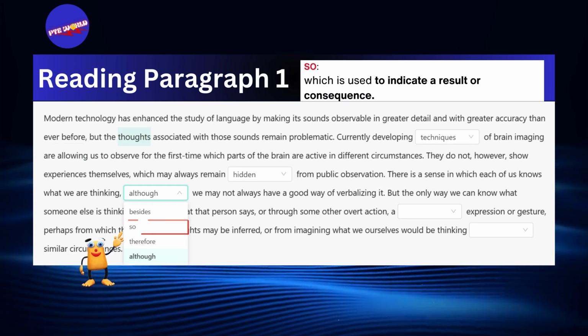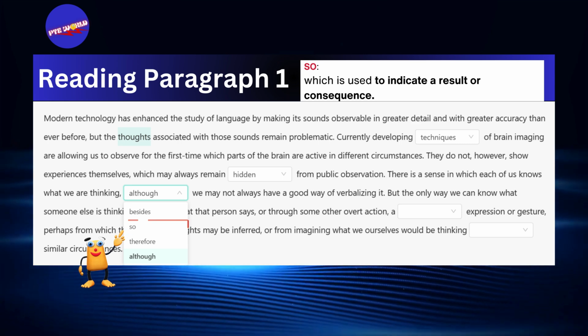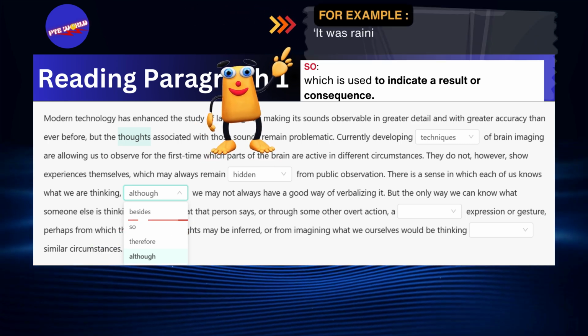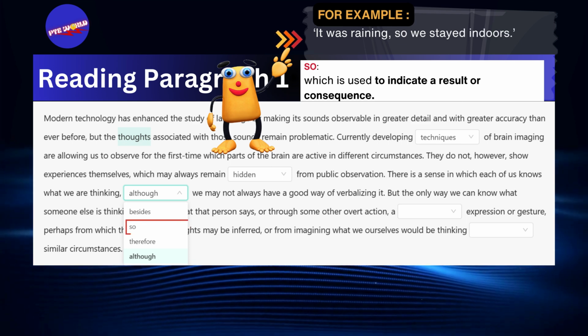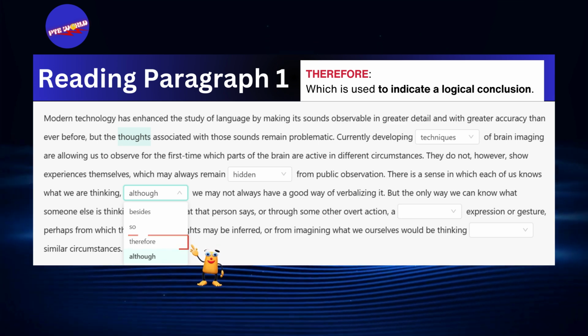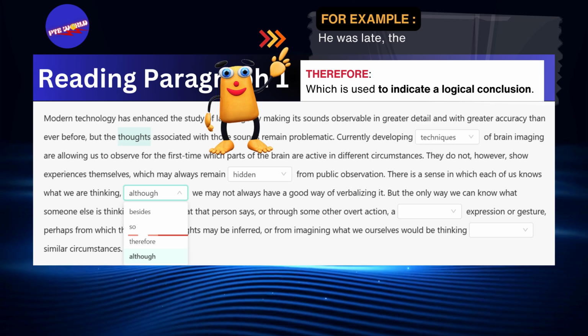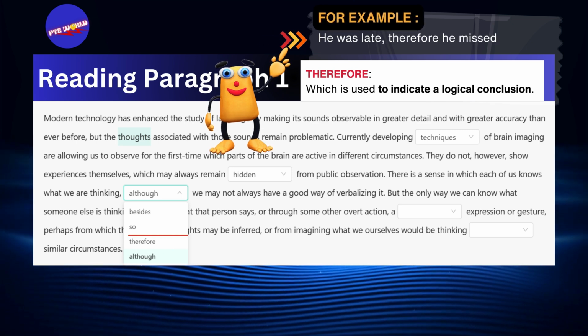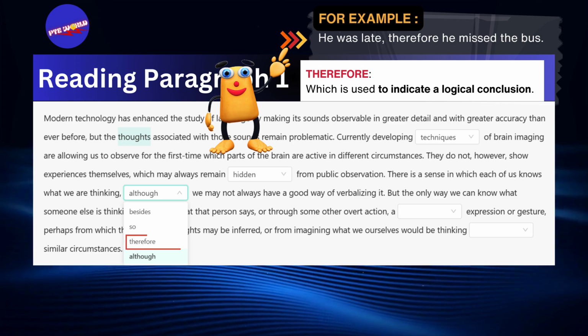Second is so, which is used to indicate a result or consequence. For example, it was raining, so we stayed indoors. This doesn't fit the context of contrasting ideas. Third is therefore, which is used to indicate a logical conclusion. For example, he was late, therefore he missed the bus. This doesn't fit the context of contrasting ideas.